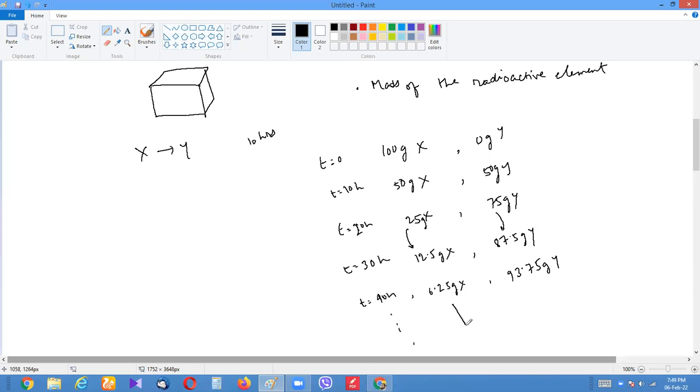Ultimately, X will slowly go towards 0. It will never actually become 0. Mathematically, that's impossible. And Y will slowly go towards 100 gram, but will never become perfectly 100 gram. Some amount of X will always remain. That's the whole idea of exponential decay. So this is something that we have learned in our O-levels.